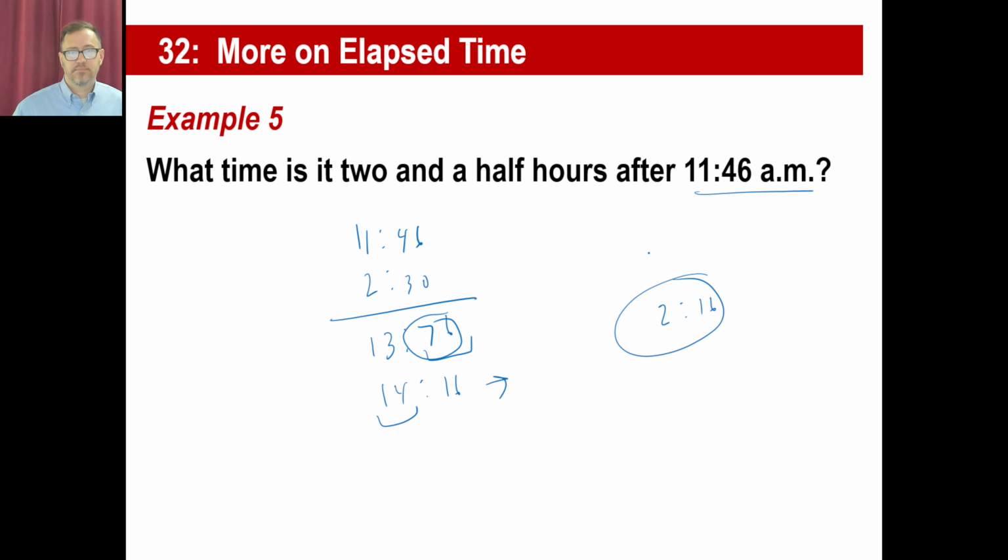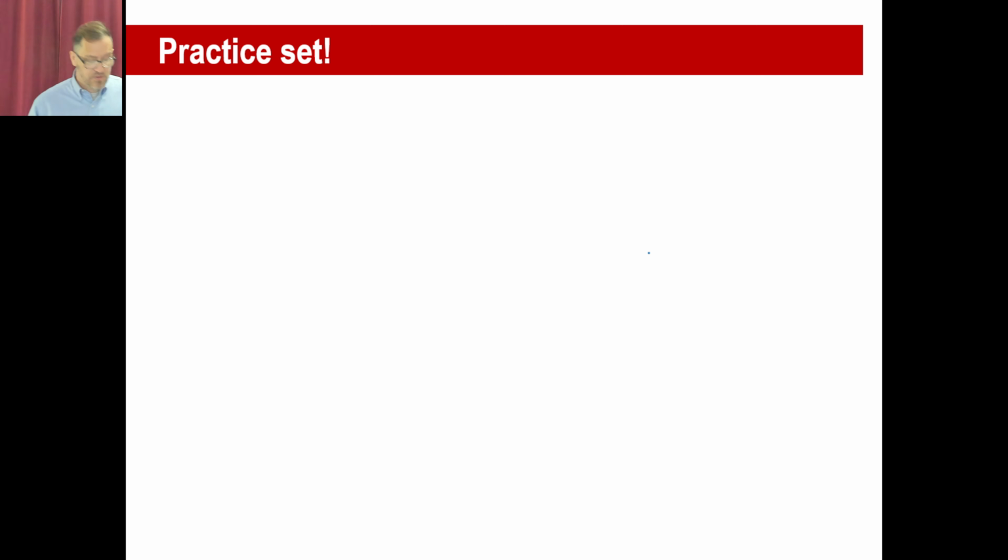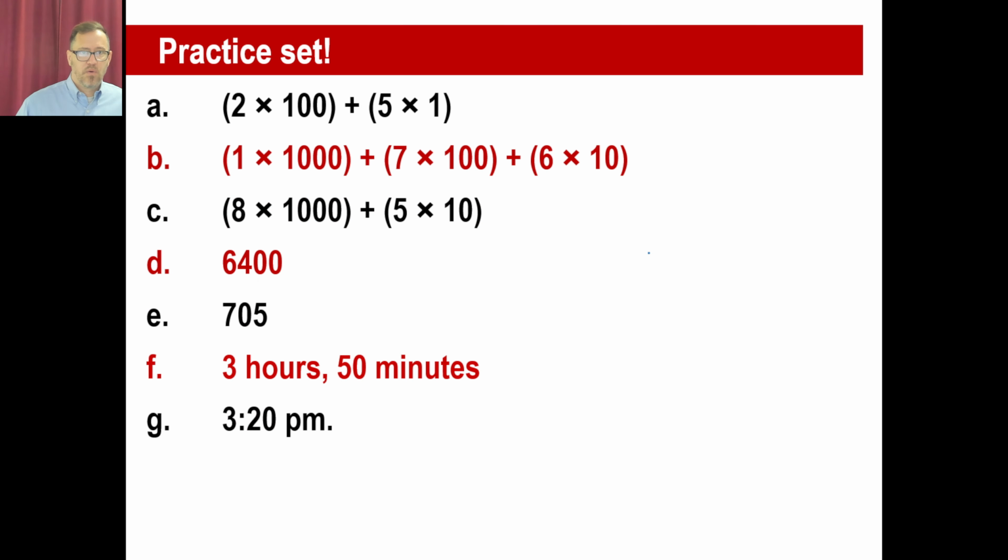Okay. All right. Give the practice set a whirl. And that is on page 170. So A through G, give it a whirl. Okay, let's talk together. A, B, and C are all taking numbers and putting it into expanded notation. Yours should look like that. D, that is pretty clear, 4 times 100.